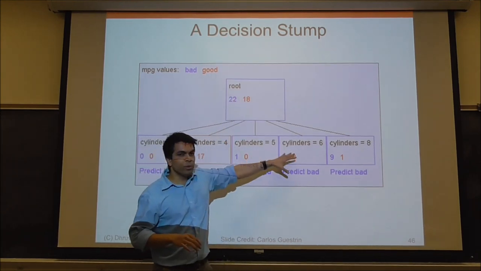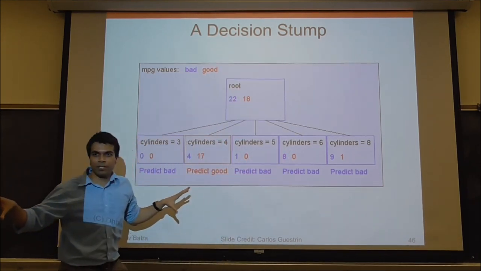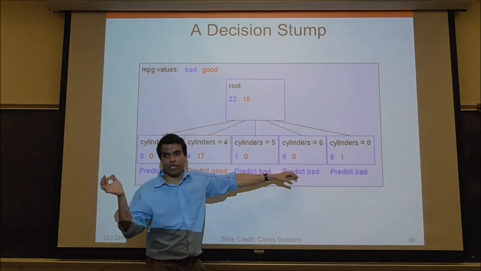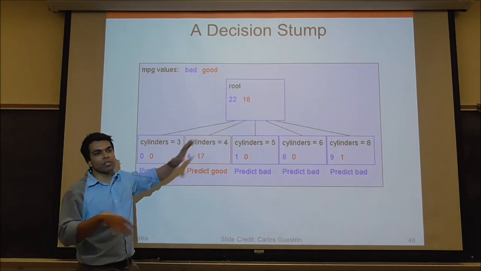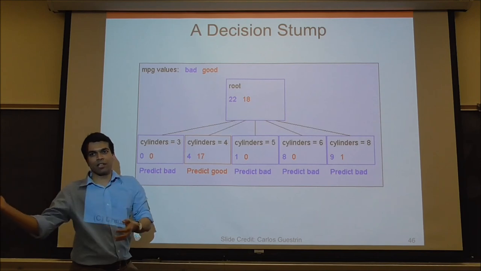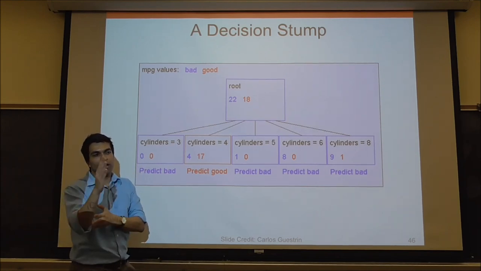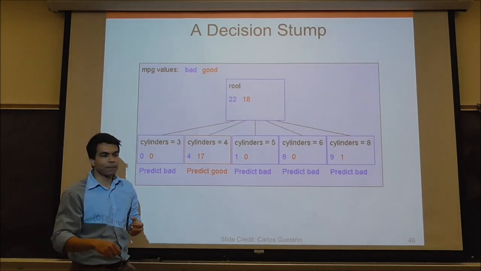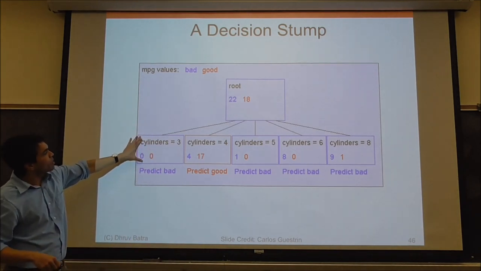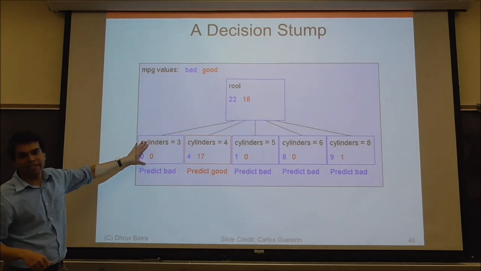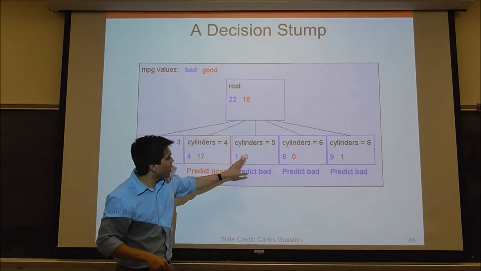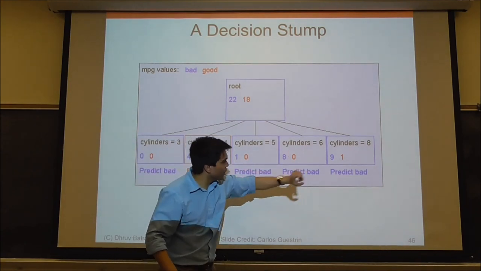And I split it into each of these buckets or sub-data sets, one for each setting of this feature that I picked. This is called a decision stump because if you think about a continuous case, you pick an axis-aligned coordinate and you sort of break your data into two halves. In this case, for example, cylinders equals 3, there's actually not any examples. Cylinders equals 4, we have most examples coming from good; 5, 1, 0; 6, 8, 0; and 9.